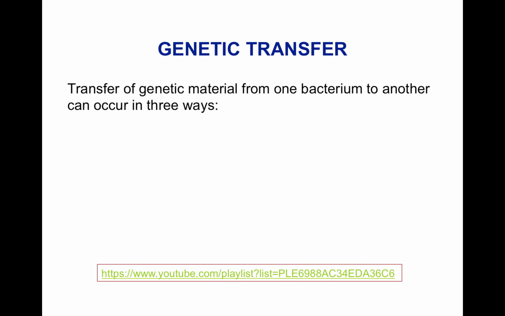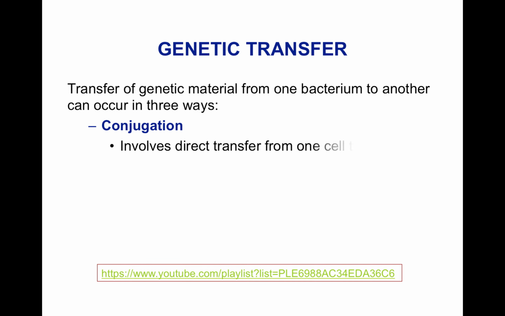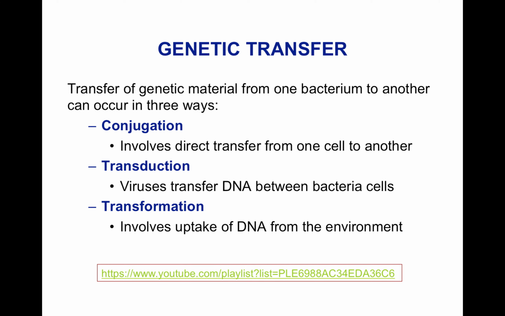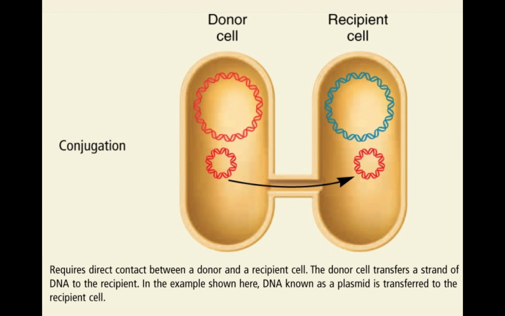However, they can transfer genetic information from one cell to another, and that is the process of conjugation. Transfer of genetic material from one bacterium to another can occur in three ways. Conjugation, and that's the topic of this lecture, involves direct transfer from one cell to another. Transduction, in which viruses transfer DNA between bacterial cells, and transformation, which involves the uptake of DNA from the environment, and that's something we do in the laboratory using plasmids. We're going to talk about conjugation.